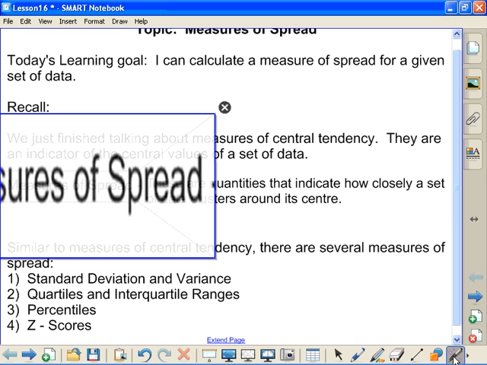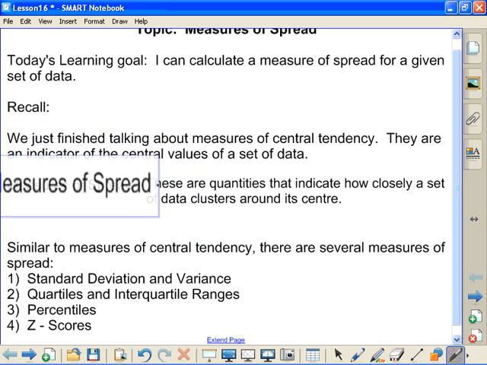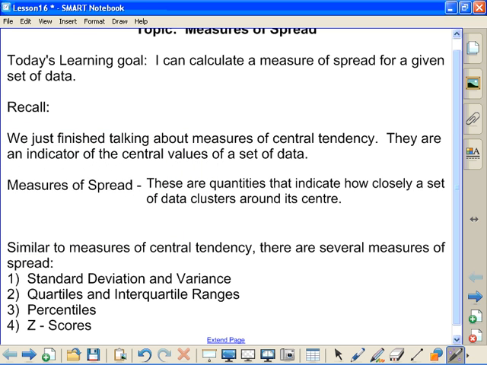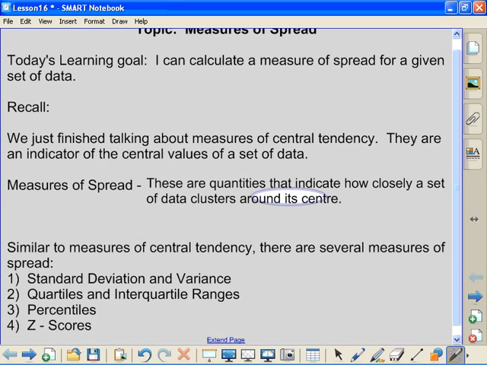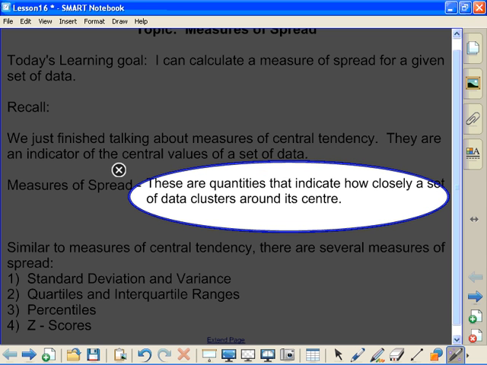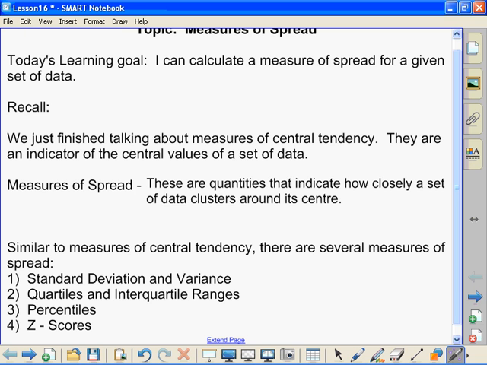Measures of spread use those values, mean, median, and mode, in some form or another. These are quantities that indicate how closely a set of data clusters around the center. So we are going to be analyzing sets of data using mean, median, and mode, and we're going to determine how good the data is.